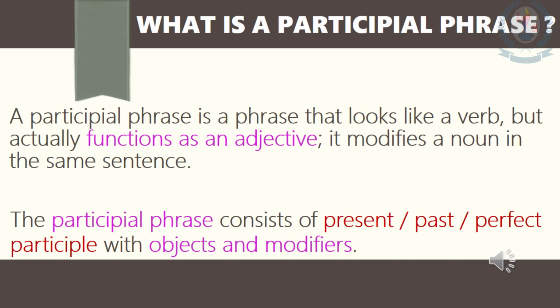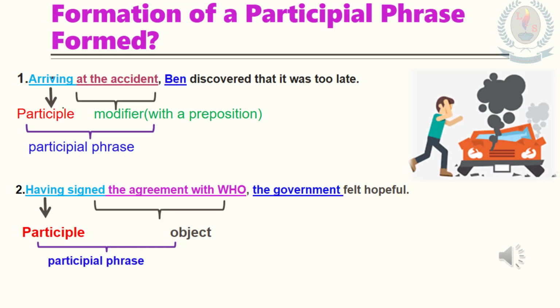Now let's see what is a participial phrase. A participial phrase is a phrase that looks like a verb but actually functions as an adjective, and it modifies a noun in the same sentence. A participial phrase consists of present or past or perfect participles with objects and modifiers.